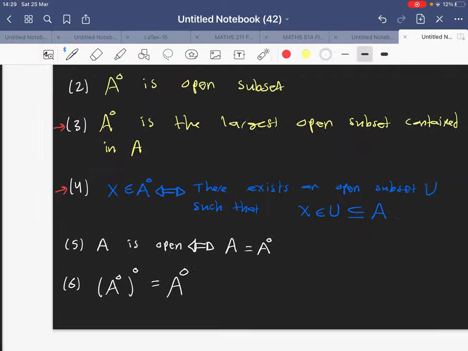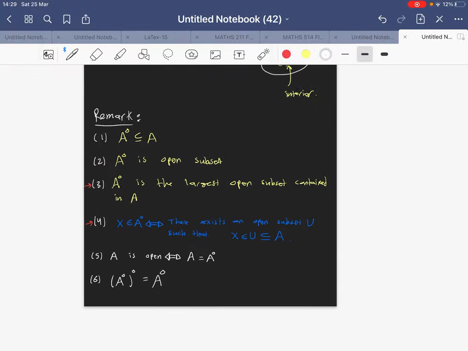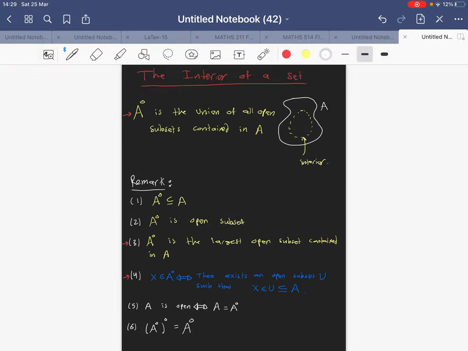Those are a couple of remarks. We would like you to pause the video for a minute, look at them, think about them, and make sense of them, in addition to the definition of the interior.